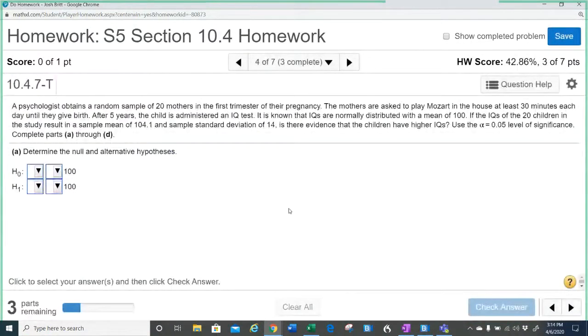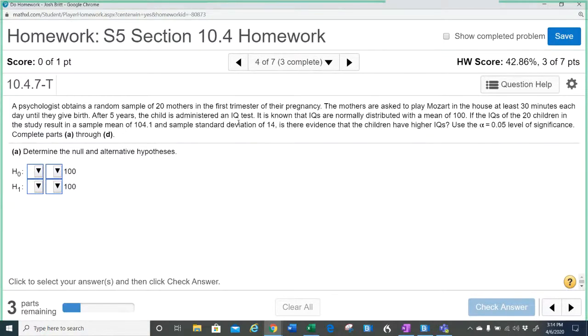All right, so we've got a psychologist who obtains a random sample of 20 mothers in their first trimester of pregnancy. The mothers are asked to play Mozart in the house at least 30 minutes each day until they give birth. After 5 years, the child is administered an IQ test. You can see where this is going. Does playing Mozart have an effect on IQ?